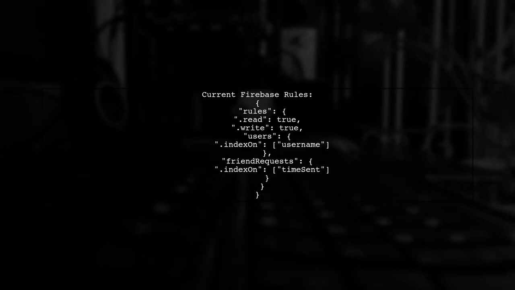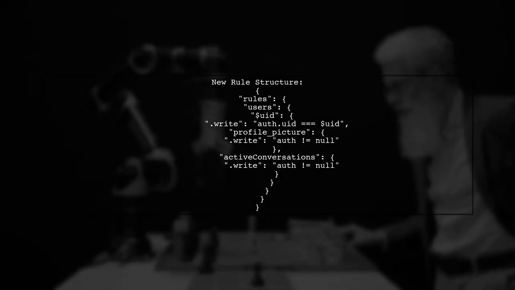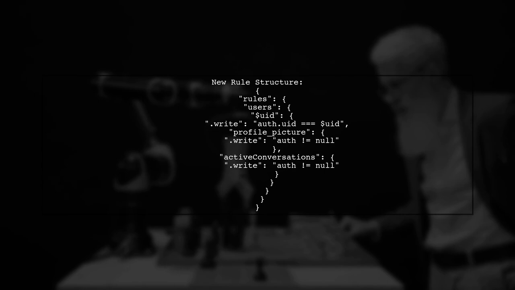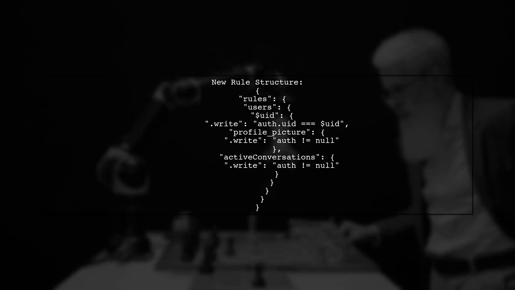To restrict write access in Firebase to only the user who owns the data, we need to modify our security rules. Let's start by understanding the current structure of our rules. We want to ensure that each user can only write to their own child node in the user section. To achieve this, we will use the UID of the user in our rules.